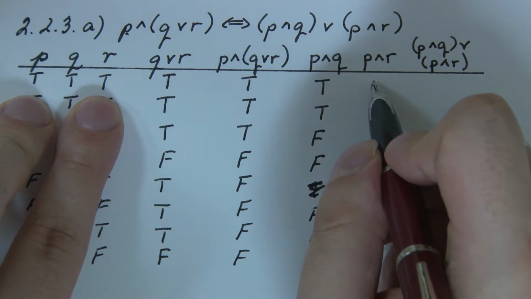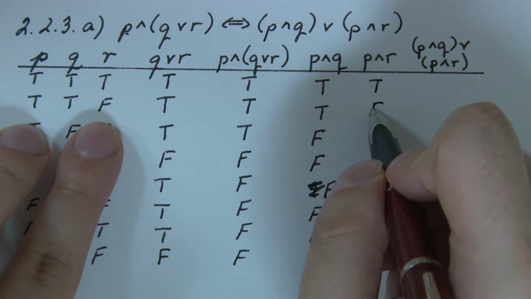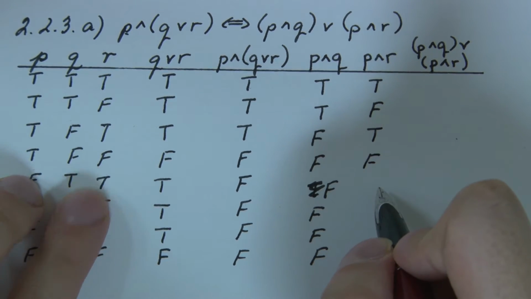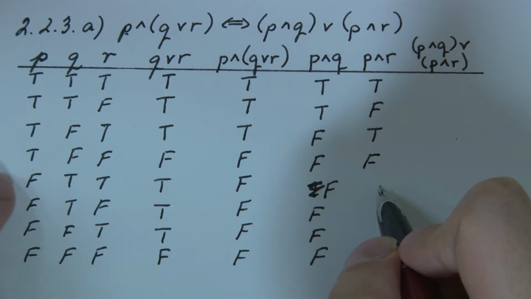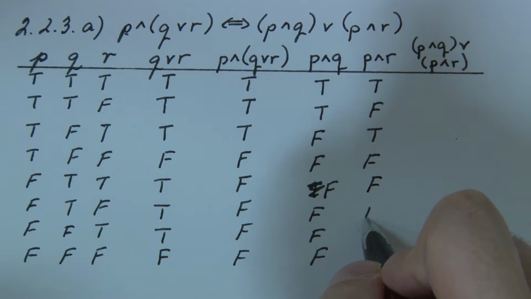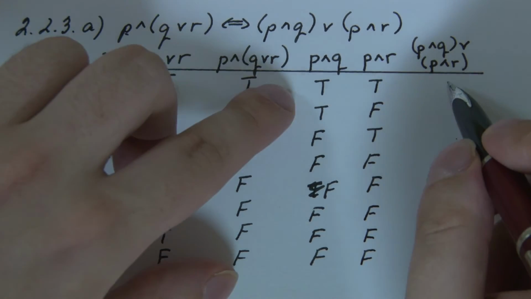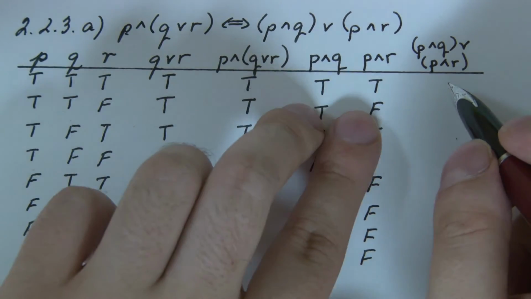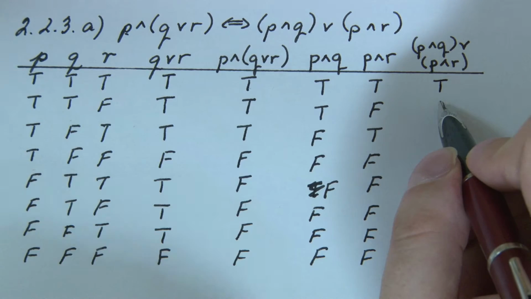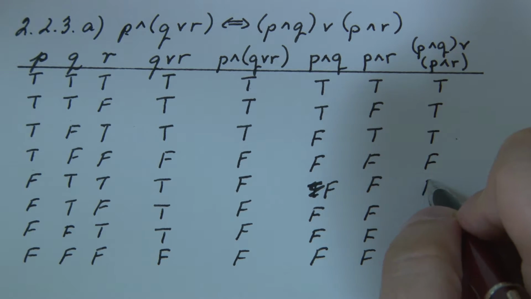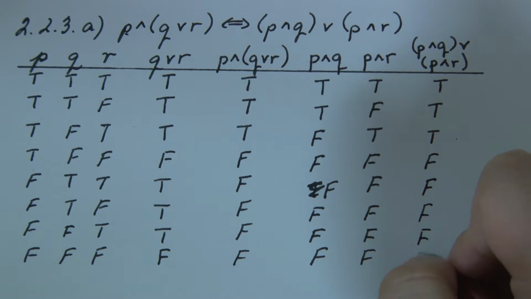Now I look at P and R, so I'm using these 2 columns. So this is true, false, true. This is false, and then the rest of them are going to be false because these are all false. So false, false, false, false. And with this, I do the or function, so at least one of them has to be true. So this is true, true, true, false, false, false, false, false.